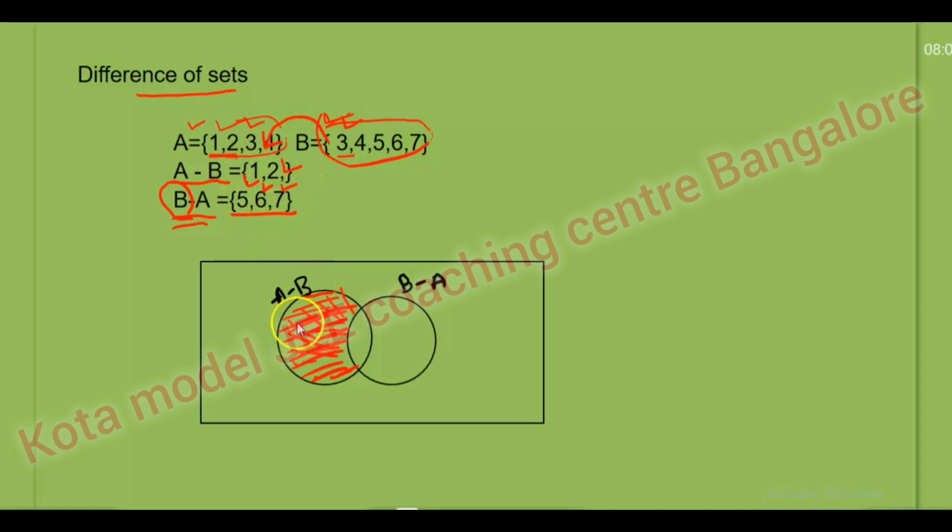Through the Venn diagram, you can understand very well. This shaded part represents A minus B, this part represents B minus A, and the middle part is the intersection of A and B.